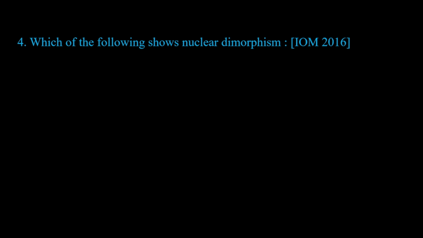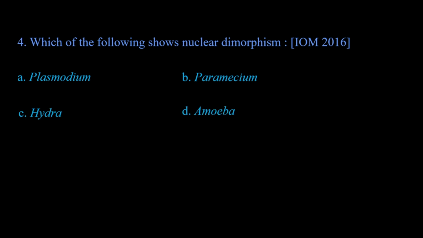Question number 4. Which of the following shows nuclear dimorphism? Options are A. Plasmodium, B. Paramecium, C. Hydra, D. Amoeba.